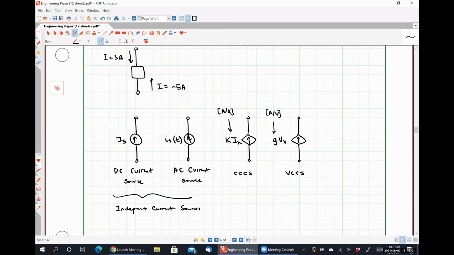And we'll work on examples for that probably tomorrow, actually, I think. So this is just a little bit about what I forgot, and just to specify, these guys are dependent current sources. All right.